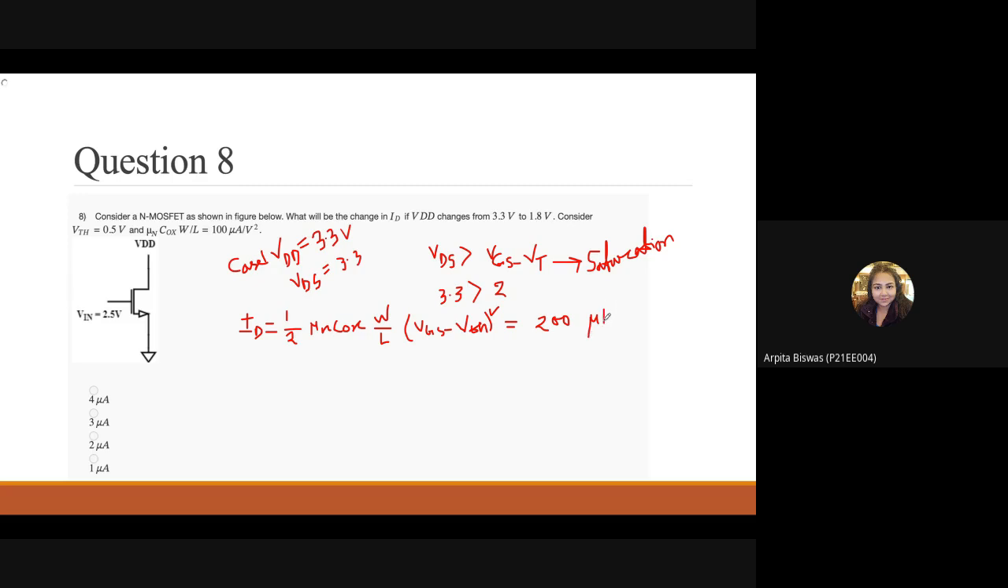Okay, microampere. Now tell me there is another condition, that VDD changed from 3.3 to 1.8. Now take this condition. Is VDS greater than VGS minus VTH satisfied? No, it is less. So the MOSFET is operating in linear. So second case, case 2, VDD is 1.8.